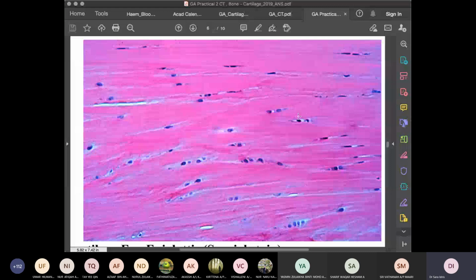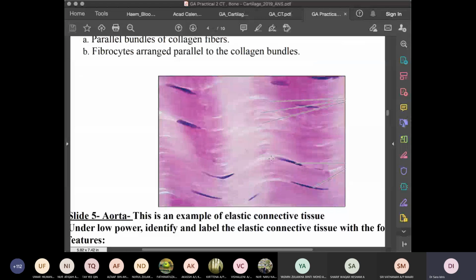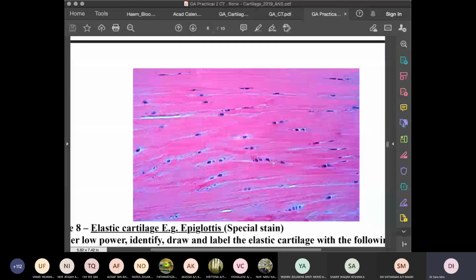So this kind of looks like dense irregular collagenous connective tissue, but the cells here are slightly different. If you look at this picture and you look at this picture, they look kind of similar, but here your fibrocytes look different than your chondrocytes. So that's your chondrocytes there, right? You have chondrocytes interspersed in between the collagen fibers, and they're all in lacuna. This is what a fibrocartilage would look like.